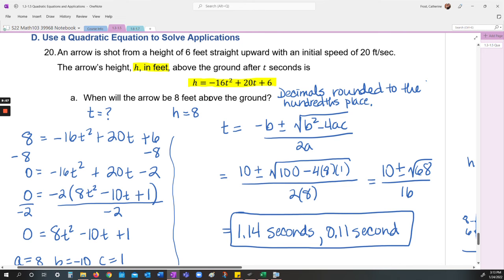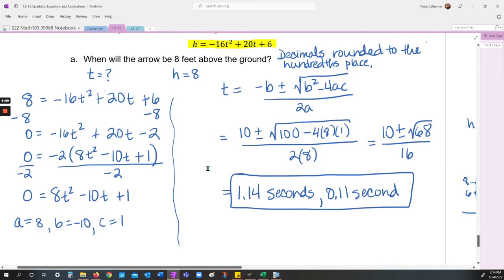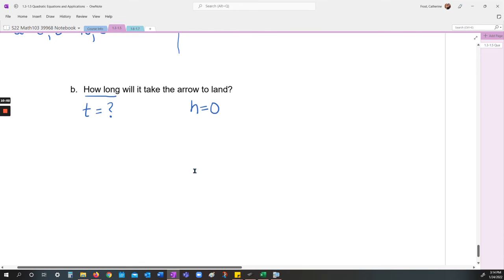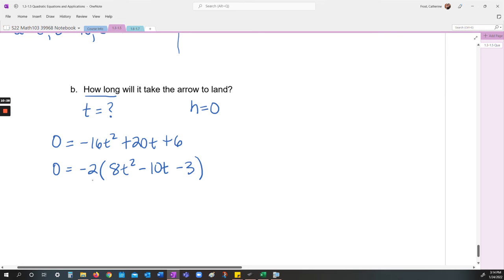So we'll have 0 equals negative 16t squared plus 20t plus 6. Okay, so this one it looks like we could factor out negative 2 again. So I'm going to go ahead and do that. We'll get our 8t squared minus 10t, but now it'll be minus 3. And then divide both sides by negative 2. I'm not even going to write it. I'm just going to write 0 equals 8t squared minus 10t minus 3.